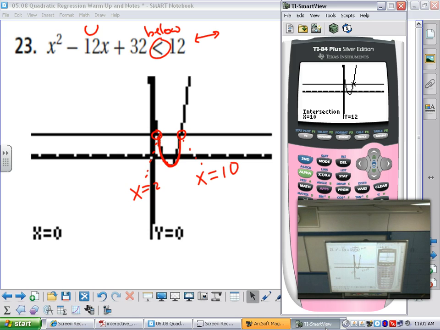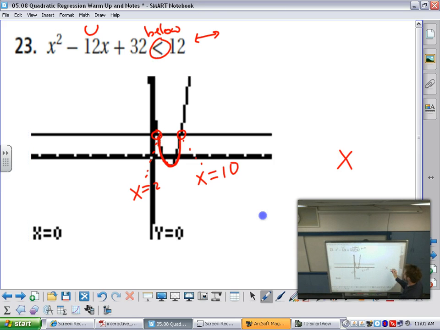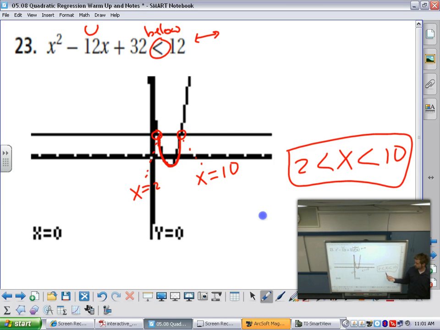Now all you have to do is figure out how to write your final answer. The parabola is below the line in between those two x values. So my answers are all the values that are in between, that are less than 10 but bigger than 2. That's my answer. We're saying, as long as x is in between 2 and 10, we're good.